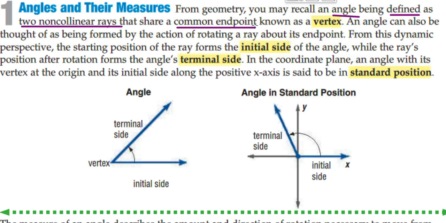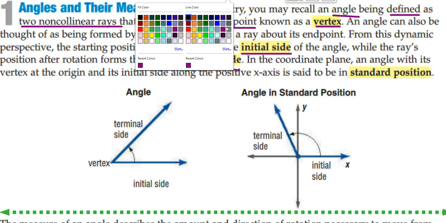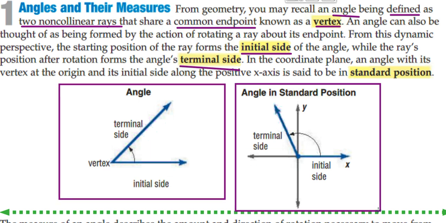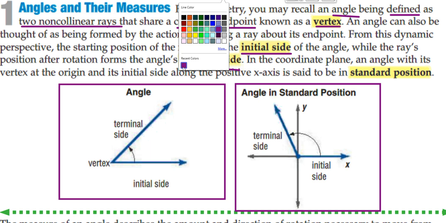The common endpoint is the vertex, and that angle has an initial side and a terminal side. This is the picture of that, and hopefully you've drawn that in your notes at some point. This should be in your notes. And then an angle in standard position is what we're also going to be looking at. Again, this is just recapping some things that we have looked at before.